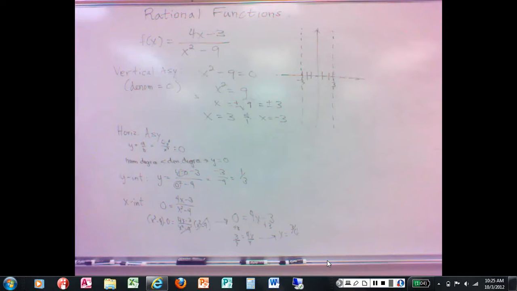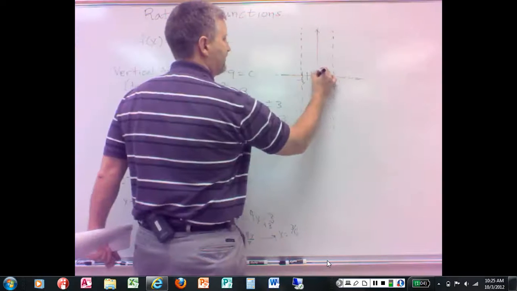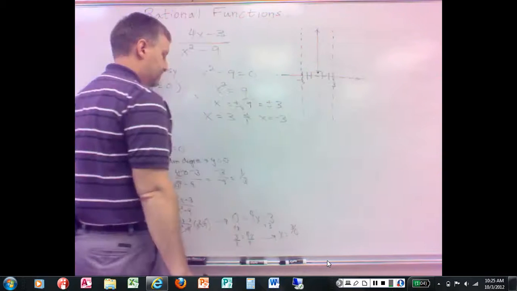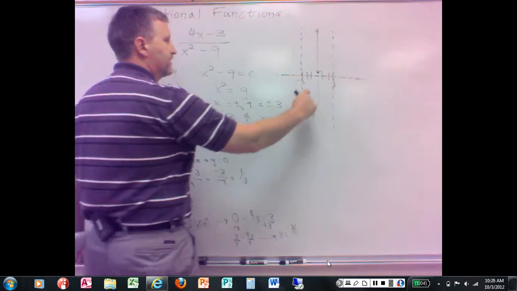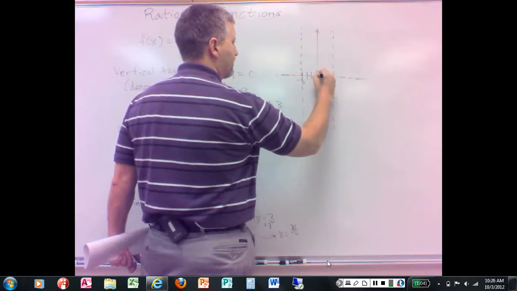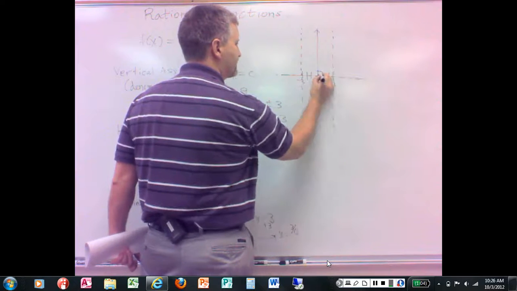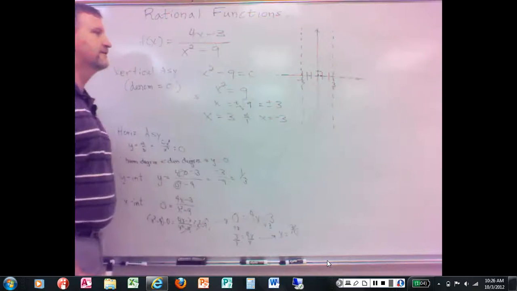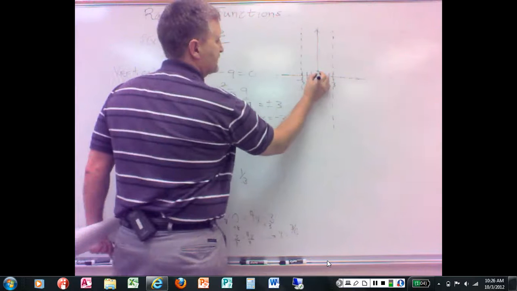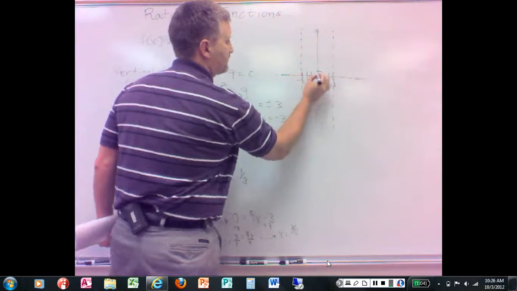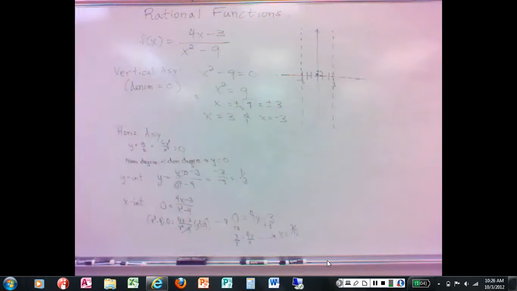So my y-intercept is 1/3, and my x-intercept is 3/4. Put those up here. Here's 1, so 3/4 for the x-intercept. Whoops, I did it again, didn't I? 1/3 is the y-intercept, 3/4 is the x-intercept. So those are right there close together.